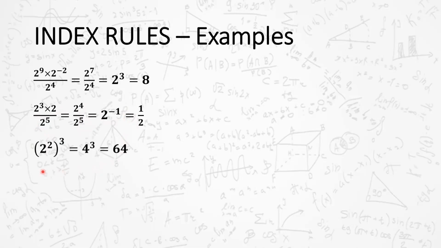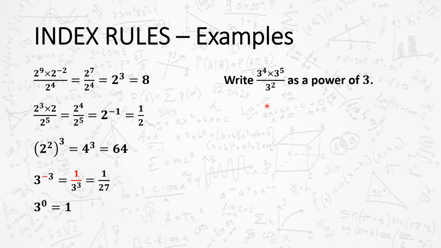Next, we have 2 to the power 2 to the power 3. 2 to the power 2 gives us 4. 4 to the power 3 is 4 times 4 times 4, which is 64. Next one again, negative indices, so the negative sign becomes 1 over. The rest is the same, 3 to the power 3, so the final answer is 1 over 27. Lastly, 3 to the power 0 equals 1. Again, anything to the power 0 is 1.